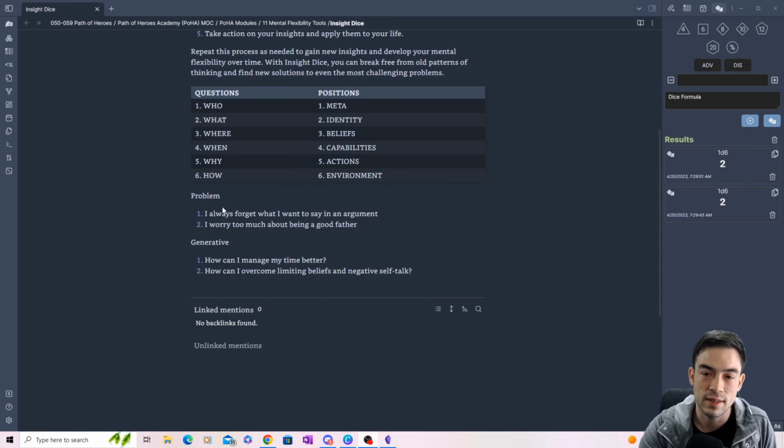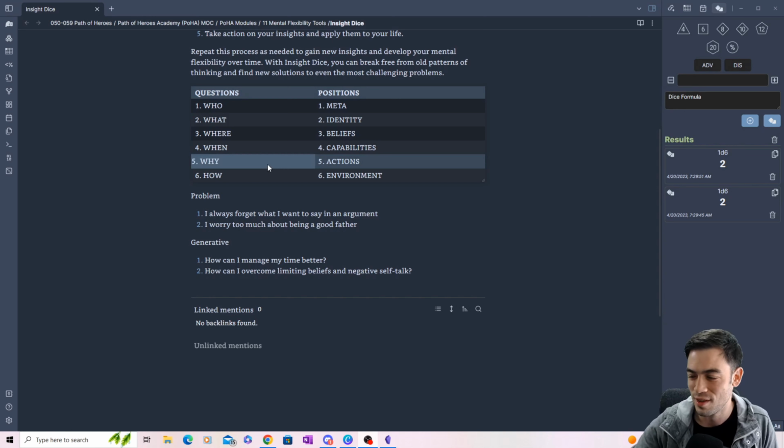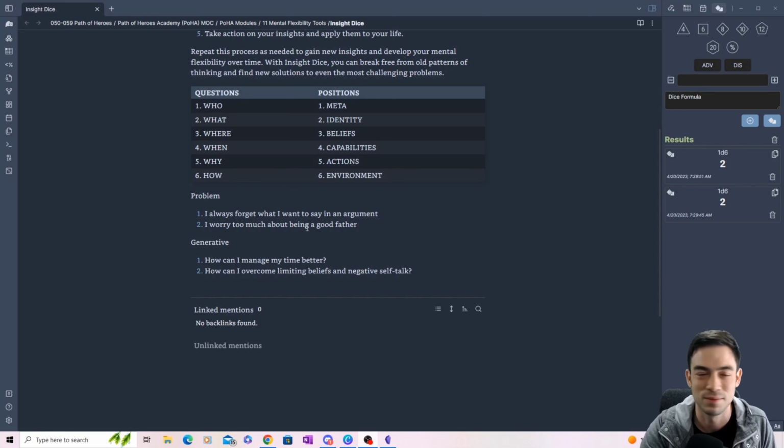So let's say that I'm coming in with a problem. Okay, this is a remedial problem. This is a problem that I have, not some generative thing I want to be better at, but a problem. I'll use, I worry too much about being a good father, because it's true. The other ones are true too, but this is a recently highlighted one for my life.